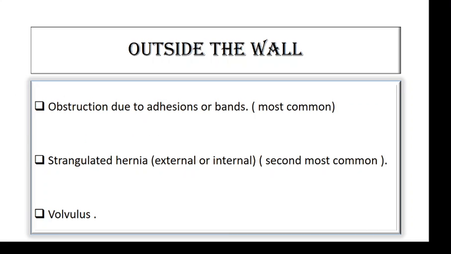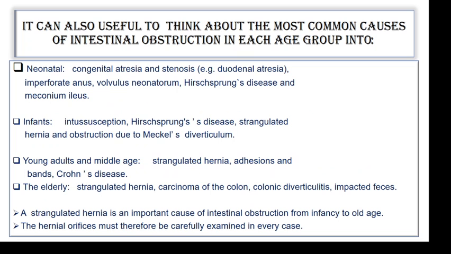Or outside the wall, we have to look for adhesions and bands, and this is the most common cause of intestinal obstruction in the surgical ward, or strangulated hernia, as an external hernia, which is the most common, and internal hernia, which is less common. It is regarded as the second most common cause of intestinal obstruction, and the third cause of intestinal obstruction is volvulus of the colon.